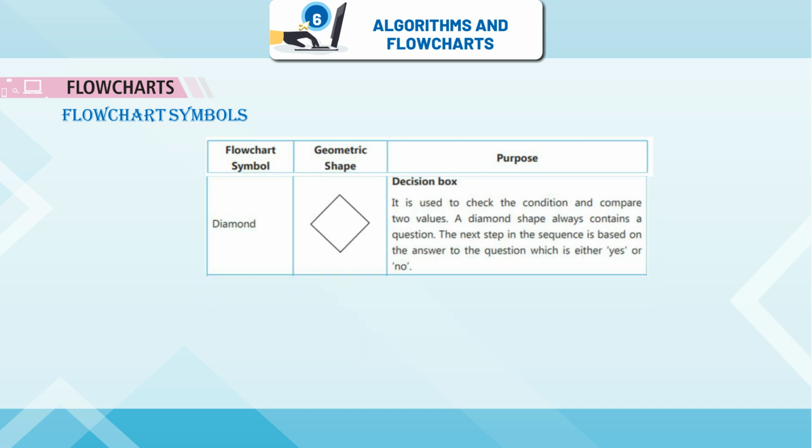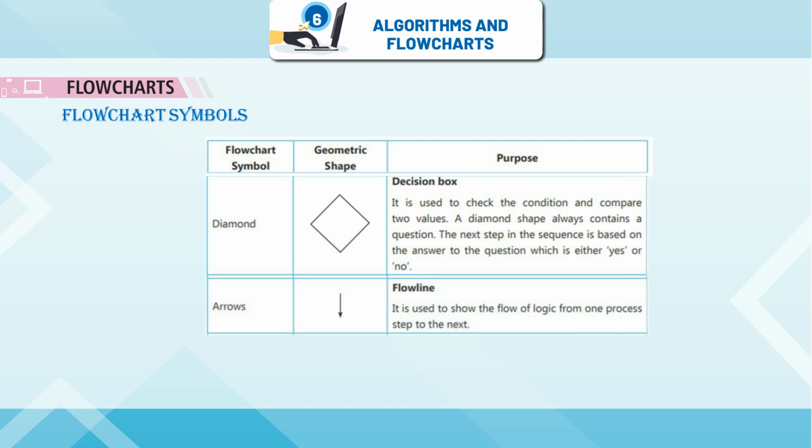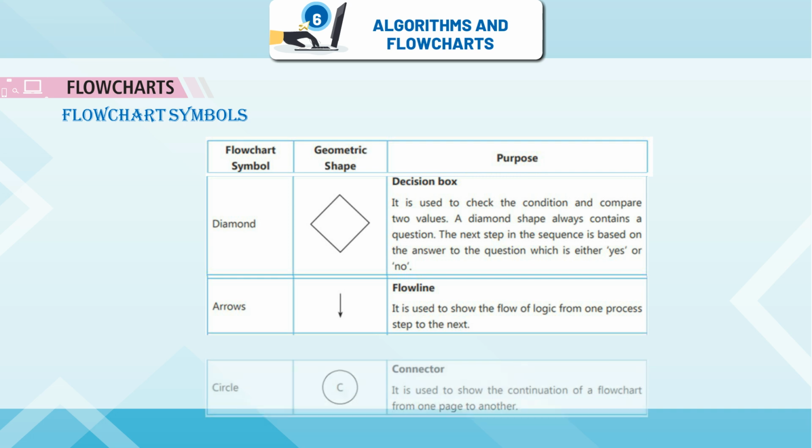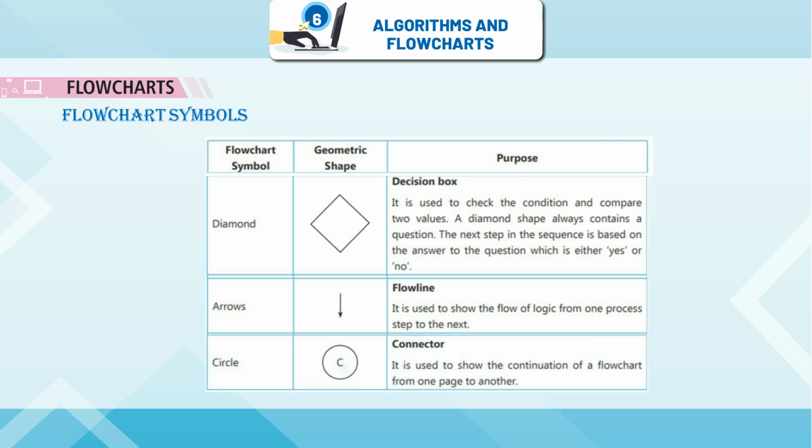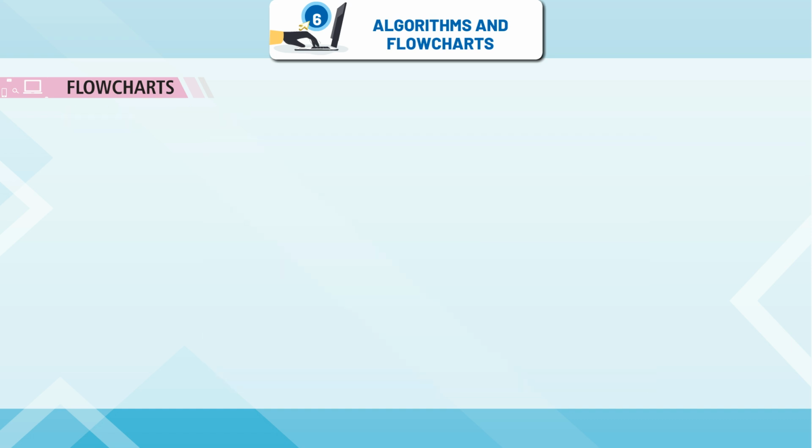Diamond. Decision box. It is used to check the condition and compare two values. A diamond shape always contains a question. The next step in the sequence is based on the answer to the question, which is either yes or no. Arrows. Flow line. It is used to show the flow of logic from one process step to the next. Circle. Connector. It is used to show the continuation of a flowchart from one page to another.